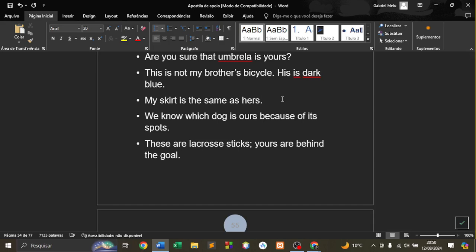My skirt is the same as hers. What is the possessive pronoun here? My. No, my is a possessive adjective. It's following skirt. My skirt. Oh, yeah. So it's hers.